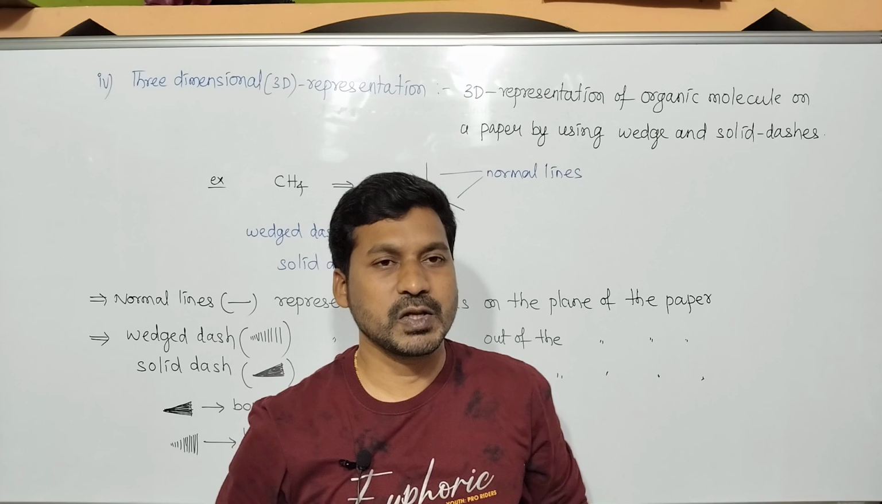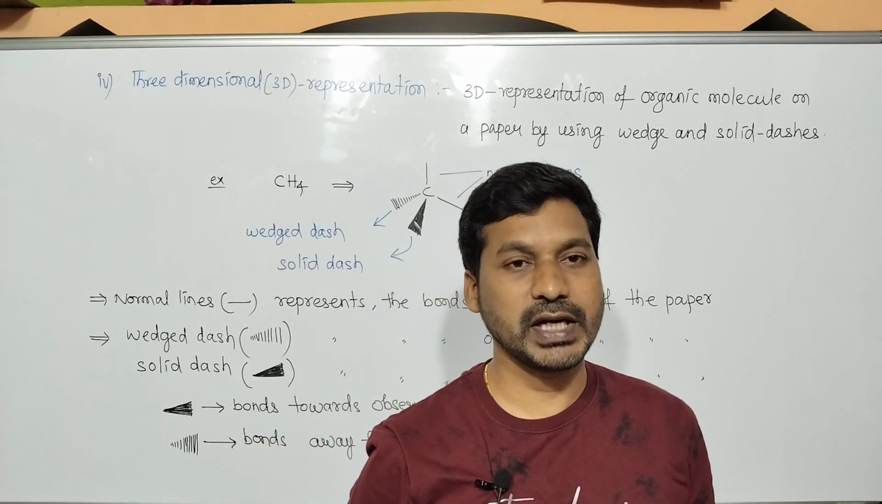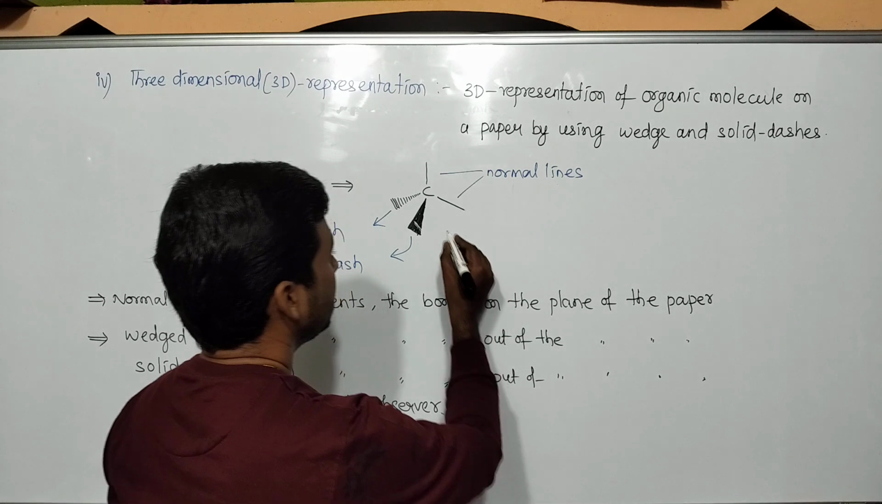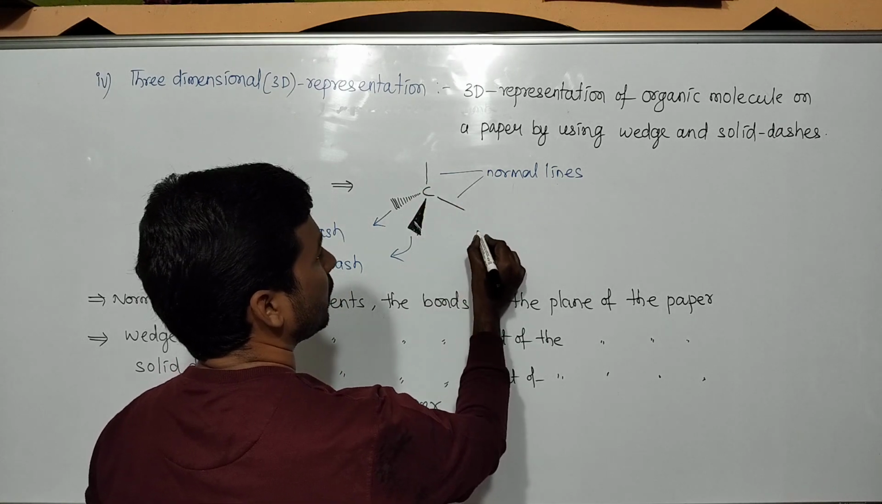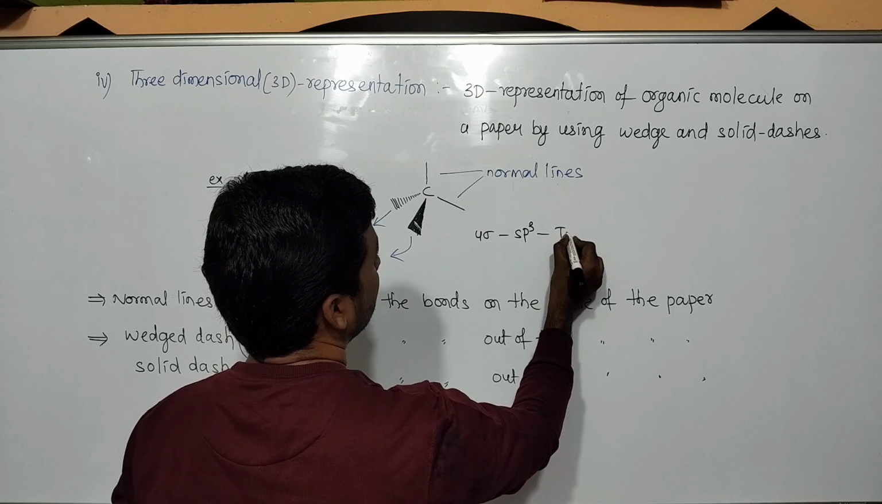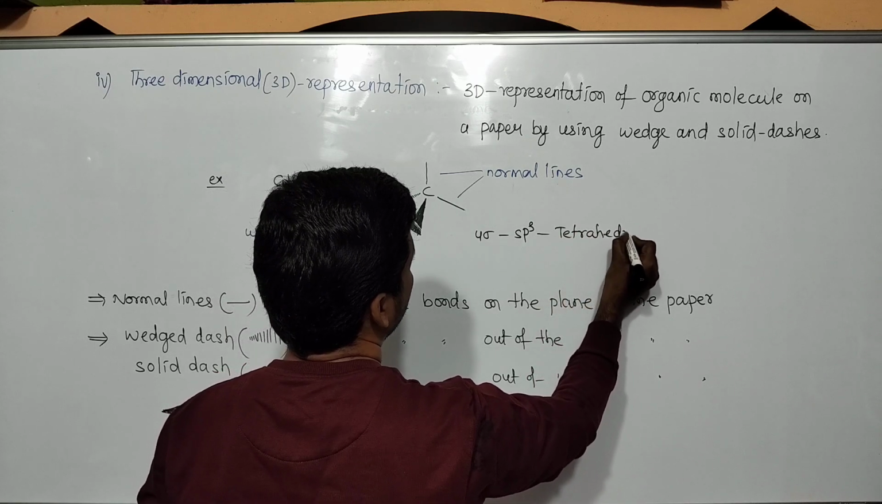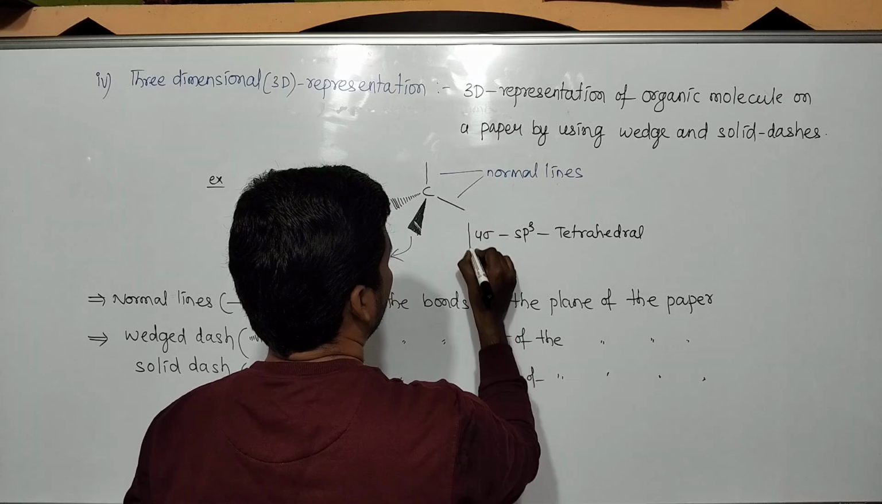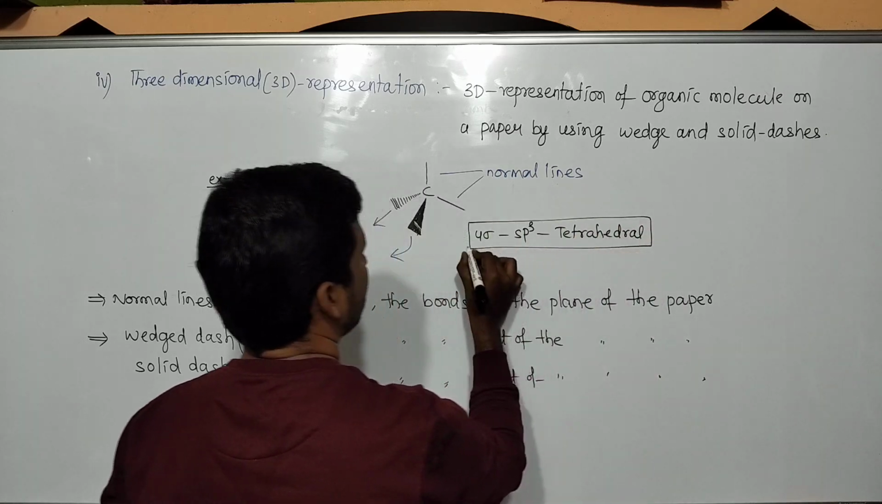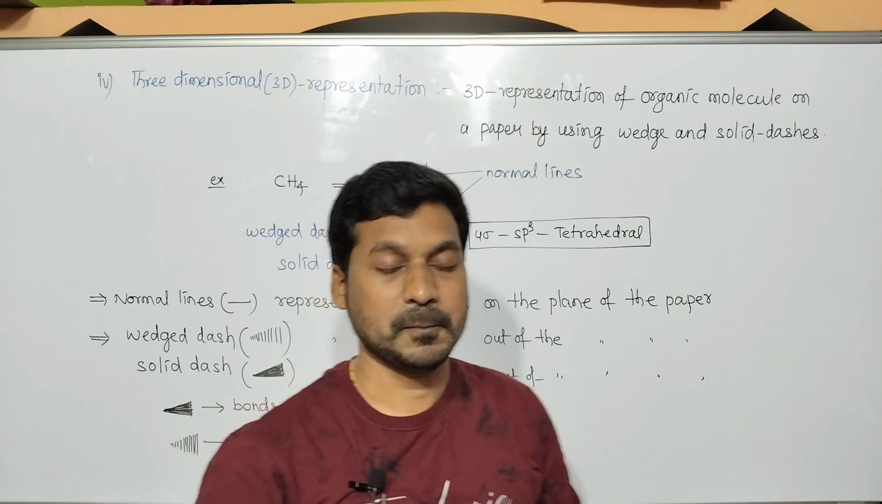Okay, planar shapes, sp2 hybridization, sp hybridization, planar, they don't have a three-dimensional representation. It is 4 sigma bonds. All are 4 sigma. 4 sigma means sp3. That means tetrahedral. For a tetrahedral molecule, we have a three-dimensional representation. Okay, three-dimensional representation of an organic molecule.